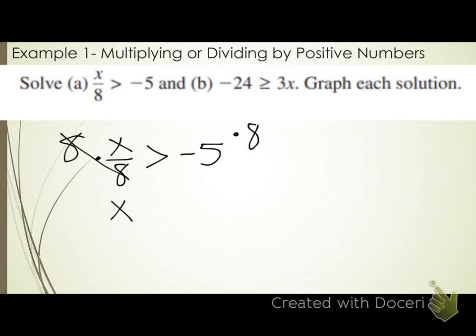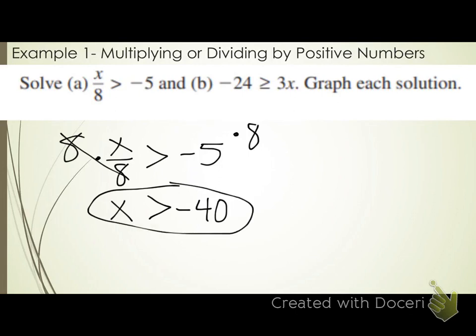Negative 5 times 8 is going to give me what? Negative 40. Does my inequality symbol flip or stay the same? Why does it stay the same? Because I've got a negative 5 on the other side. Very good. Both sides have to be multiplied by a negative in order for me to flip it. We multiplied both sides by a positive 8, so it stays the same. Here's my solution. X is now by itself. Any questions how we got that? So any number that's greater than negative 40 is a solution to my inequality.